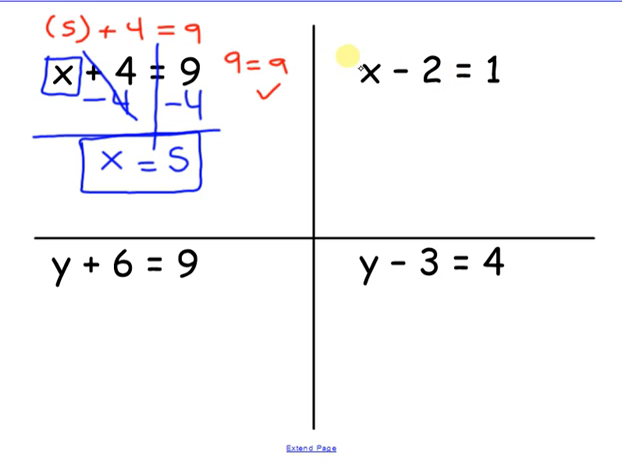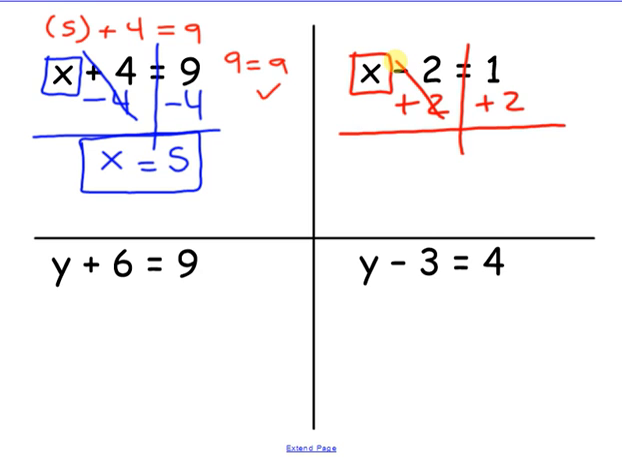x minus 2 equals 1. Put a box around the variable. What's the opposite of minus 2? Plus 2. And you do it to both sides because that's the golden rule. Minus 2 plus 2 is 0, so that goes away. You're left with x. 1 plus 2 is 3. x equals 3.